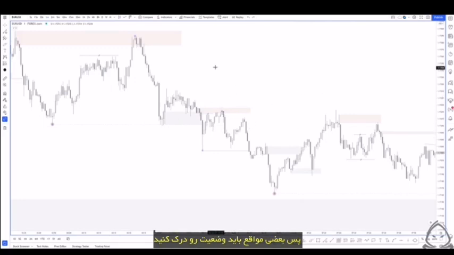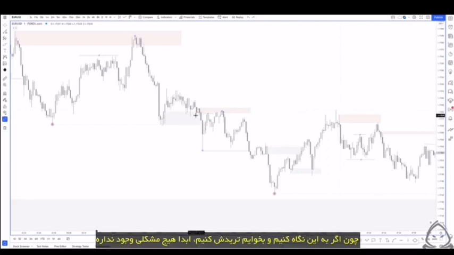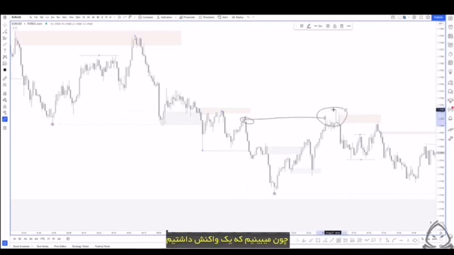So sometimes you have to read in between the lines. You're never going to get it perfect, but this is when stop loss placement becomes so key. Because if we're just looking at this bit, if we're looking at trading off that, there's absolutely nothing wrong with it, because as we can see, we do get a reaction.